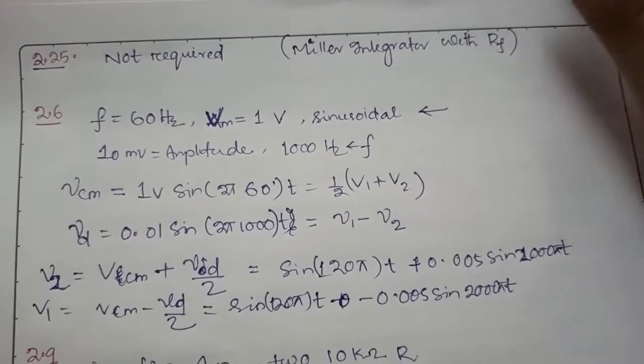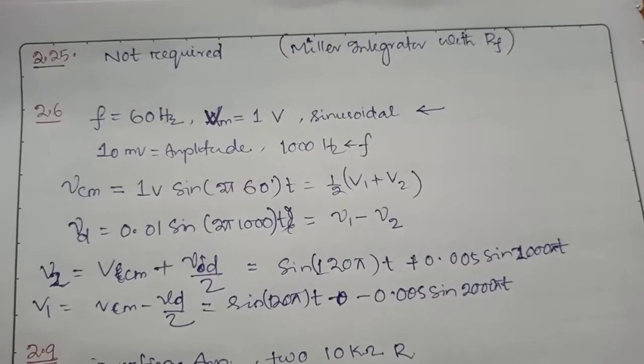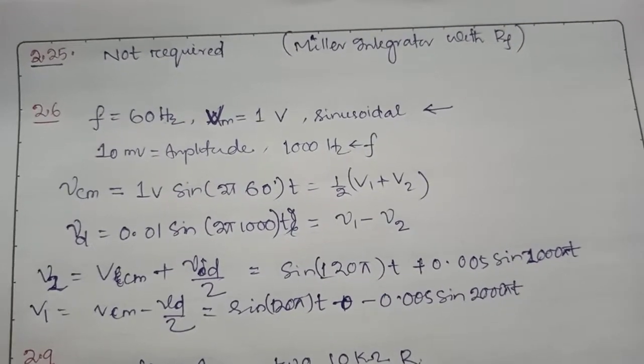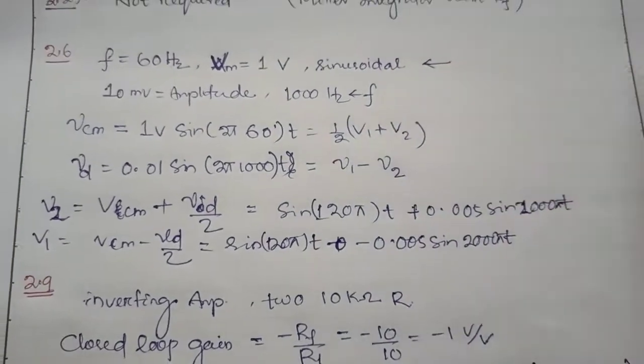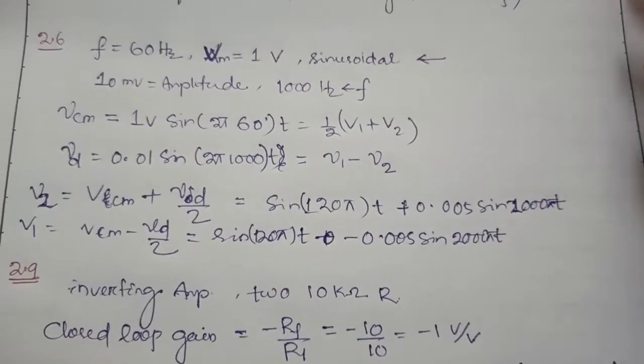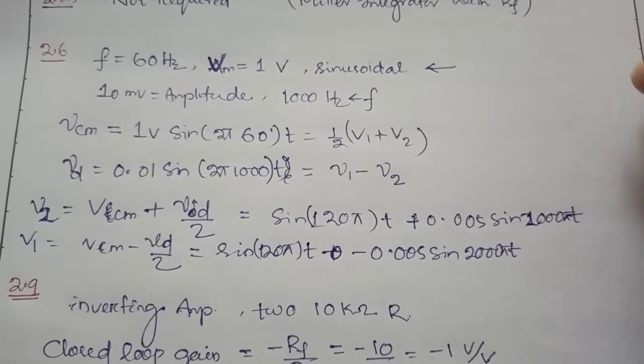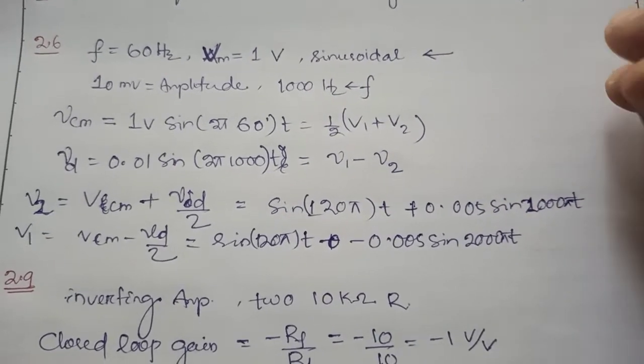2.25 is also a Miller integrator, but along with the capacitor, an RF, that is a feedback resistor, is connected. So I left that question because that is not required for now; it is not there in your syllabus. So next, question 2.6, and the question is on your screen.